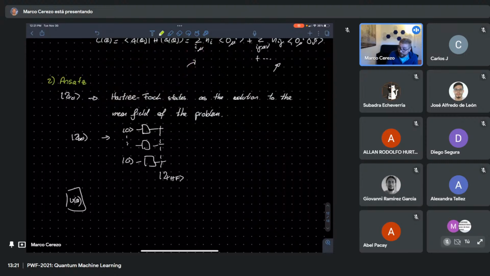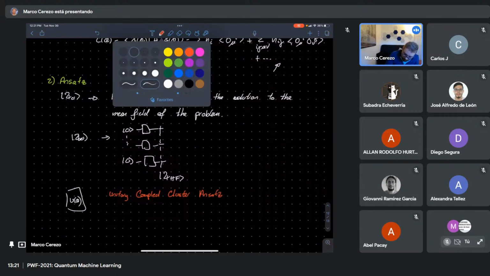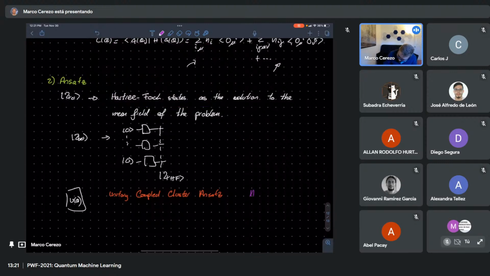I'm just going to name drop something here, and write it in red in case you want to read more about it. It's called the unitary coupled cluster ansatz. If you want to know more about it, you can go to arXiv, 2019. Let me move this a little bit because I'm not going to have enough space.